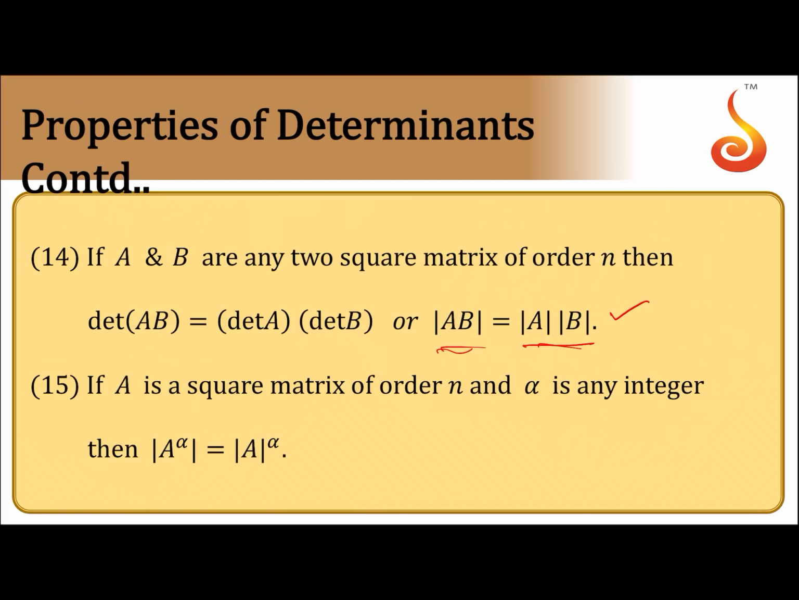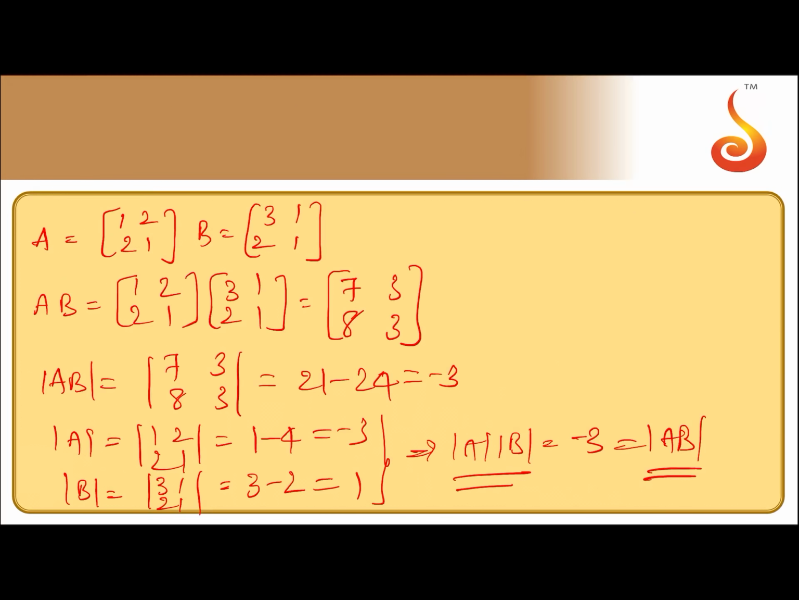It's simple. If A is any square matrix of order n and alpha is an integer, then determinant of A power alpha equals det A to the power of alpha. It follows this property. Let's say, if I take A to the power of alpha, where alpha is an integer value, a counting number, it is nothing but A multiplied by A, alpha times, you are multiplying it.